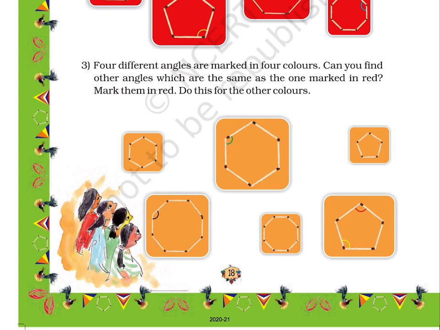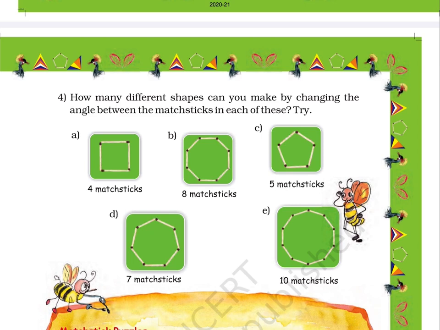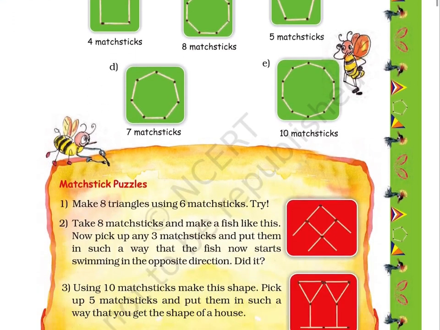Page 19. 4. How many different shapes can you make by changing the angle between the matchsticks in each of these? Try. A. 4 matchsticks. B. 8 matchsticks. C. 5 matchsticks. D. 7 matchsticks. E. 10 matchsticks.